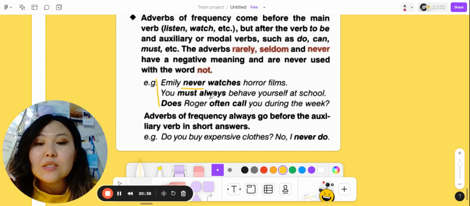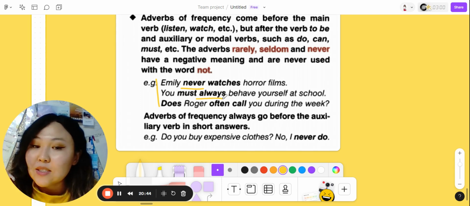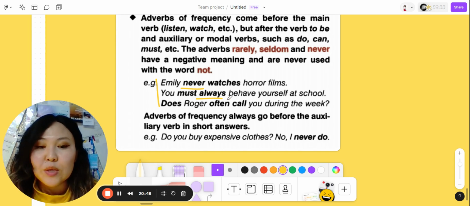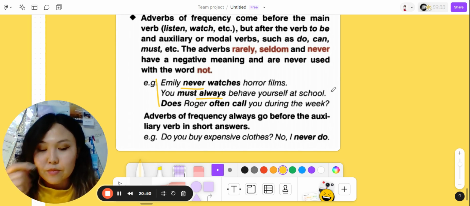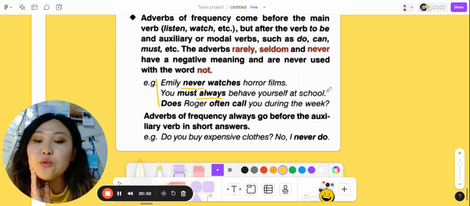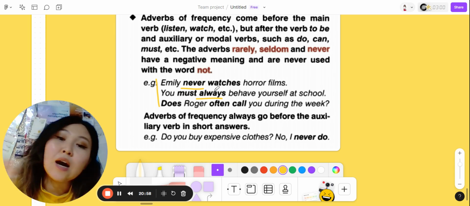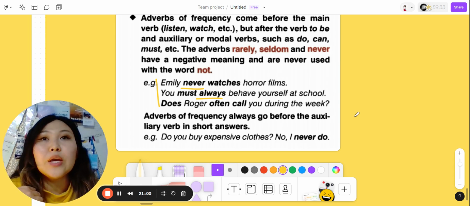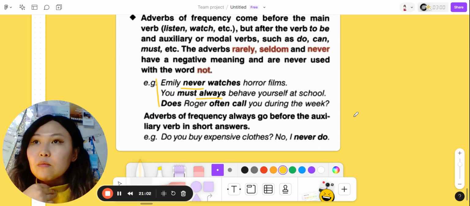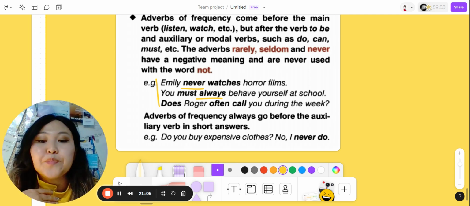Next one, you must always behave yourself at school. We can see that always is placed after a modal verb, must. You must always behave yourself at school. The same thing will happen with can, for example. If we are using a modal verb in the sentence, we will place the adverb of frequency after it. You can never judge people. You can always help me.